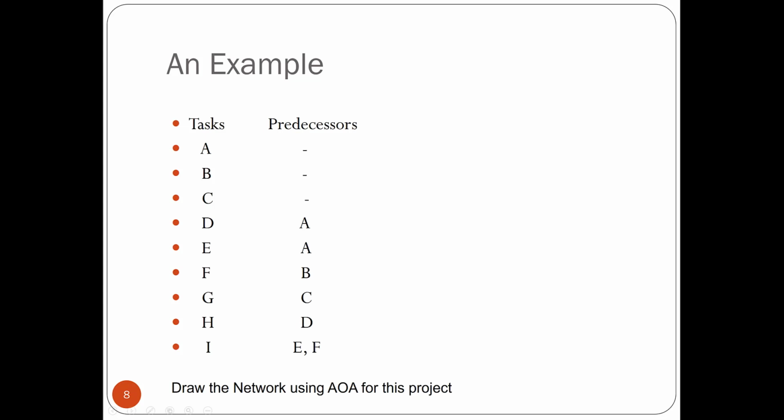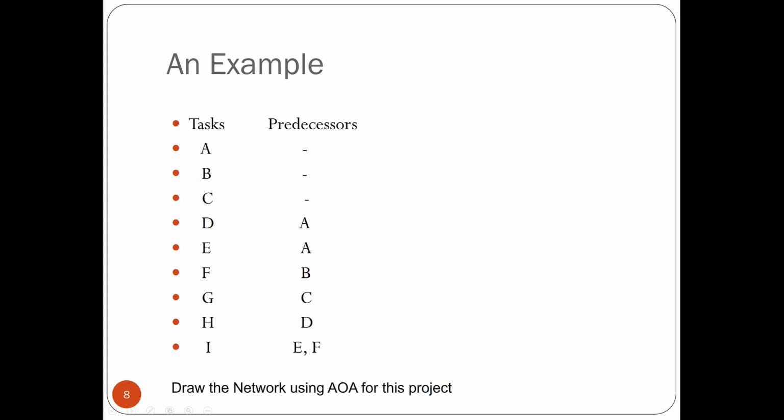Now we're going to use activity on arrow for this example here because activity on node is relatively simpler than activity on arrow. So we're going to focus on the activity on arrow method in this class because if you master this one, it will be easy for you to do the activity on node networks.